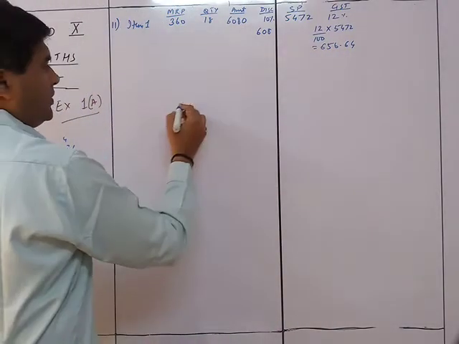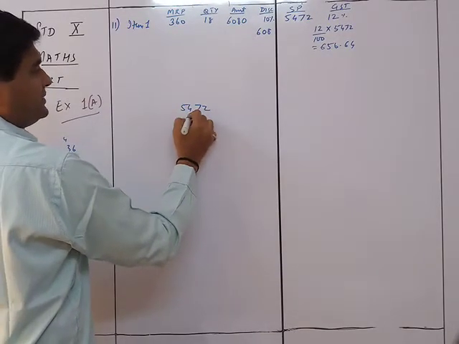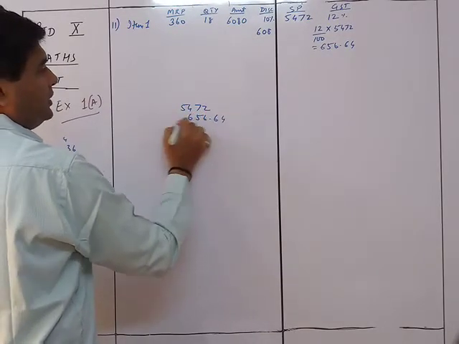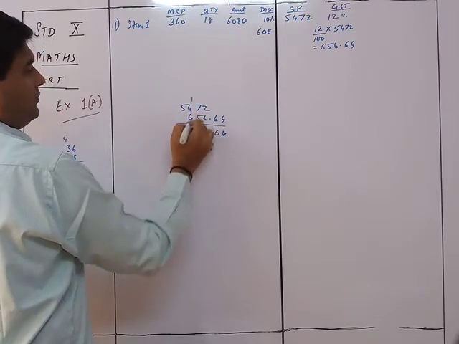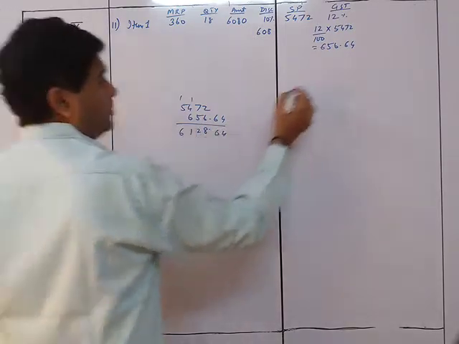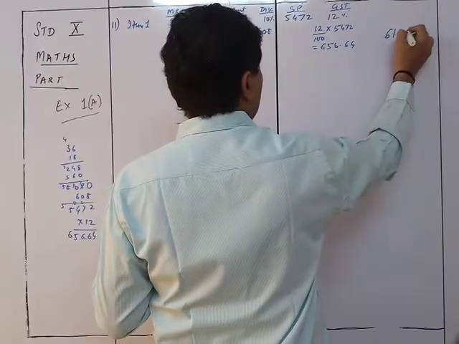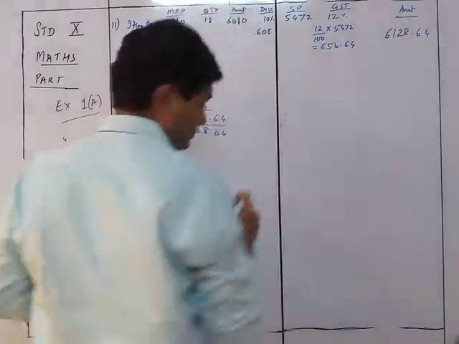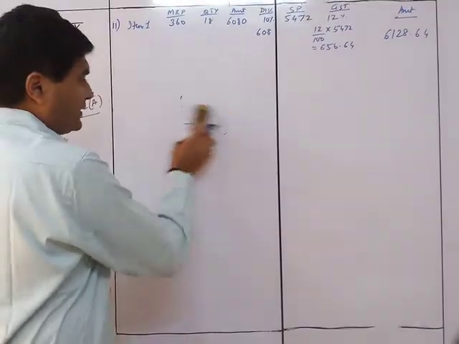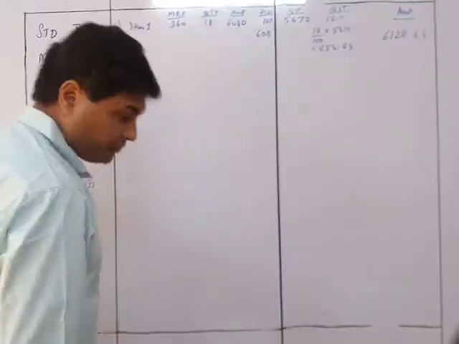So again the total will be 5472 plus 656.64. So that will be 4, 6, 8, 12 and 11 and 6. So it will be 6128.64 is the amount. Okay, similarly we need to find out such 4 of them.